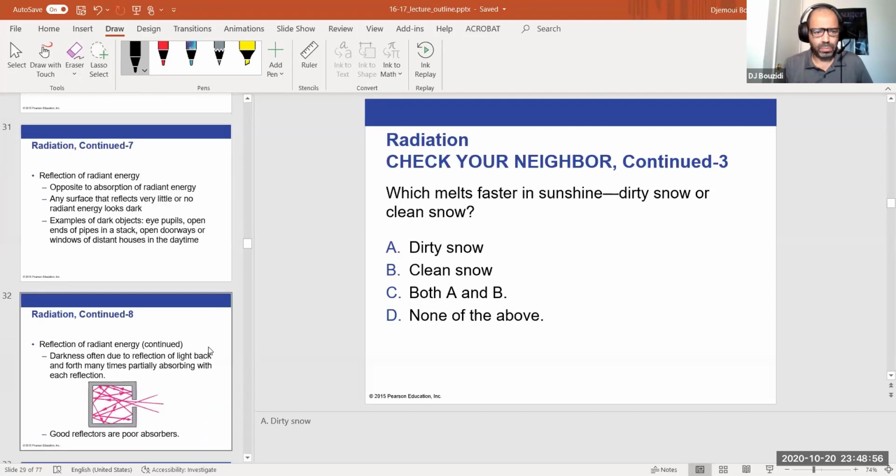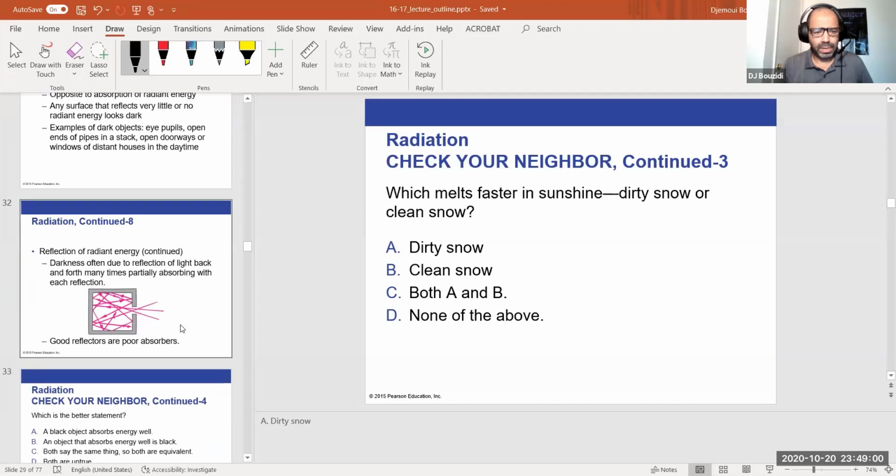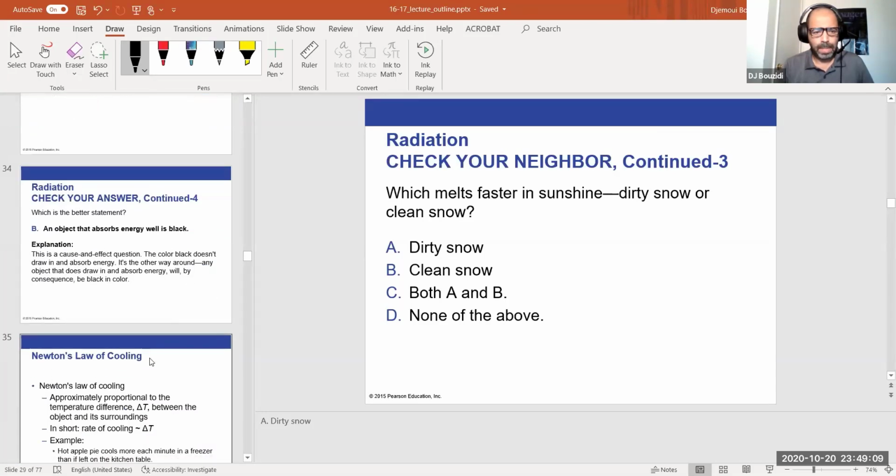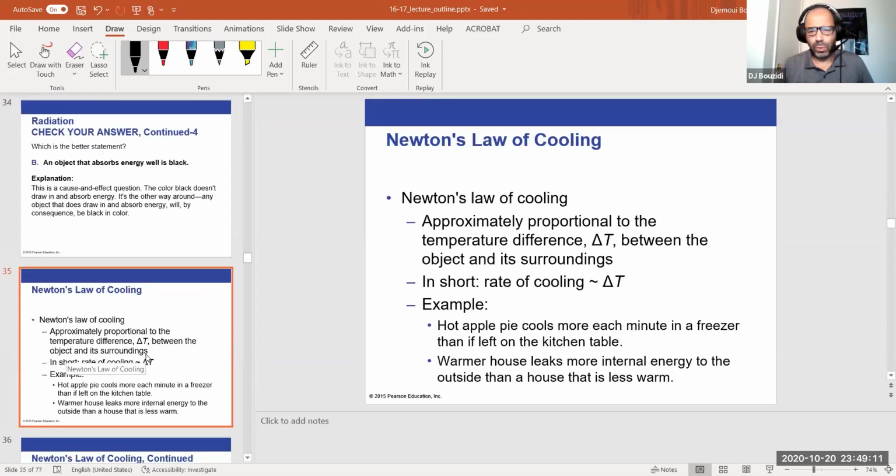Let's get to some important concepts in here. The black body radiation explains basically the process of how absorption works. So, to get to Newton's law of cooling, I already mentioned how this law works basically.